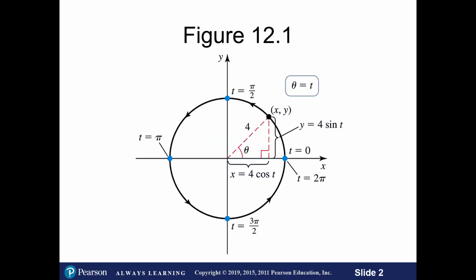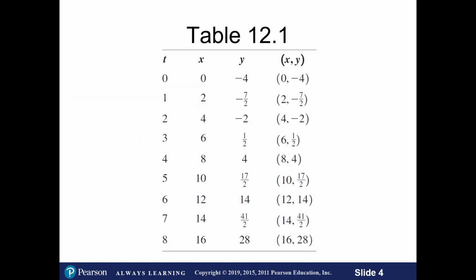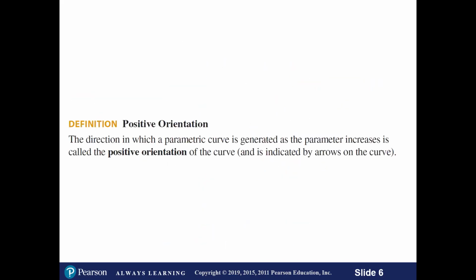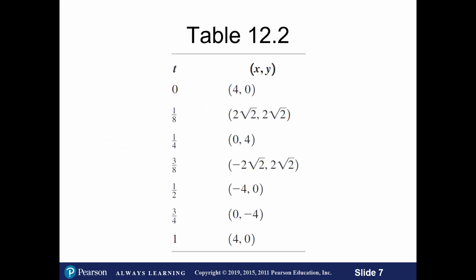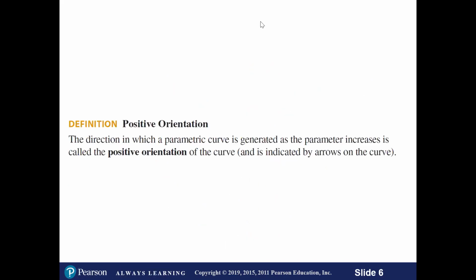And if we jump all the way back to our first example, we had arrows on this because as we increase t, here we might say t goes from 0 to 2 pi. As I increase t, I would move counterclockwise along the circle. So the positive orientation of that parametric curve would be moving counterclockwise along the circle in the direction of those arrows. So that's what we mean by positive orientation. We can indicate it by arrows on the curve.